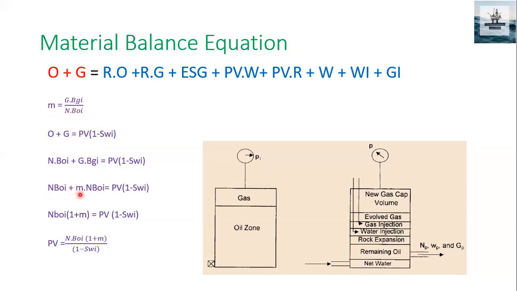So NBOI plus M into NBOI will give you PV into (1 minus SWI). Taking NBOI common, (1 plus M) will be there. So this is how the arrangement will be: pore volume into (1 minus SWI). From this equation, pore volume can be given as NBOI into (1 plus M). When you bring the LHS (1 minus SWI) to the RHS denominator, it will be divided by (1 minus SWI). This is to define the value of pore volume for the material balance equation.